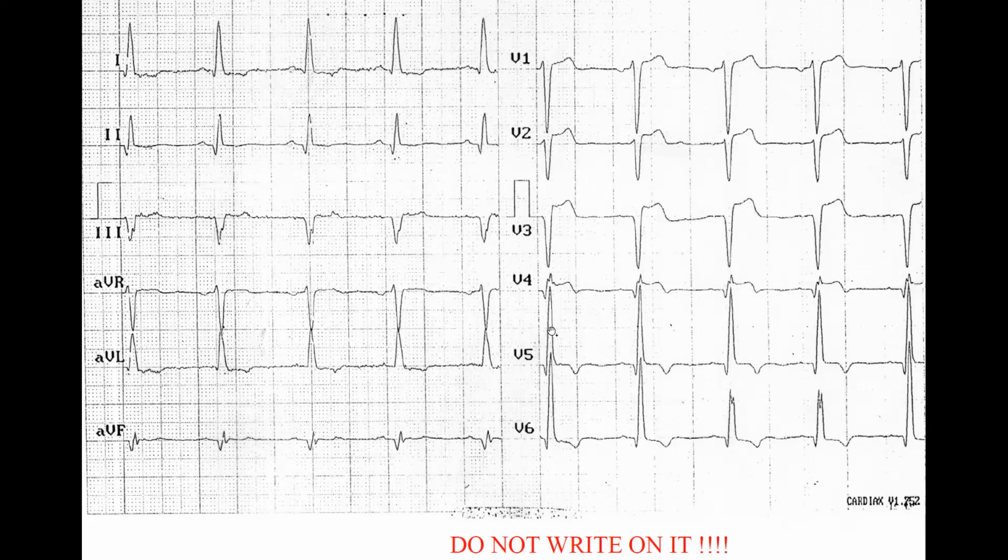How many millimeters? That's 10, around 21. Plus, if you sum it up, 21 plus 31, plus 7 is 38 millimeters. So that means we could have a left ventricular hypertrophy as well. Okay?